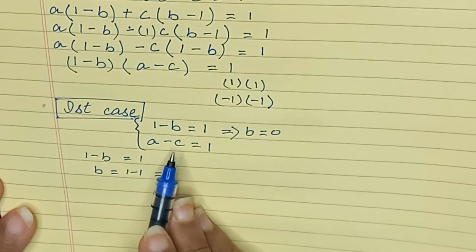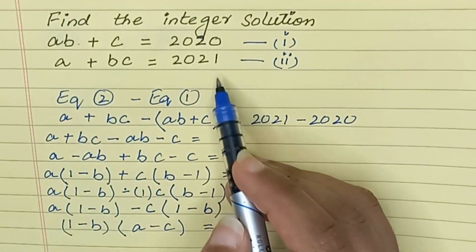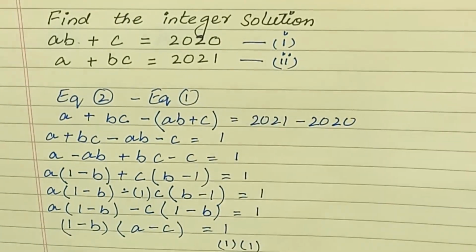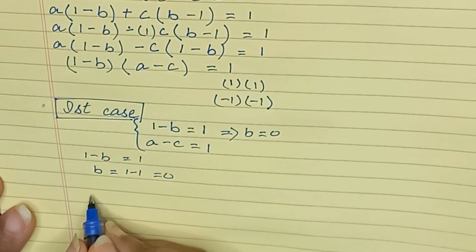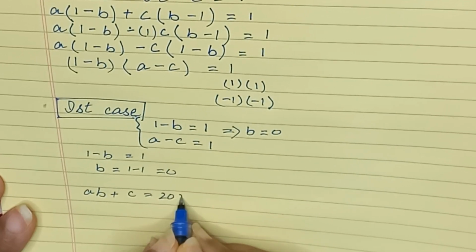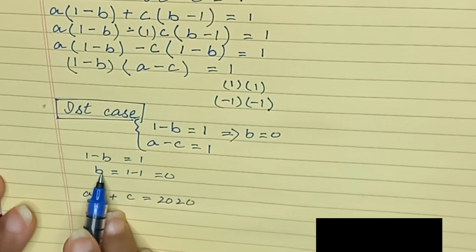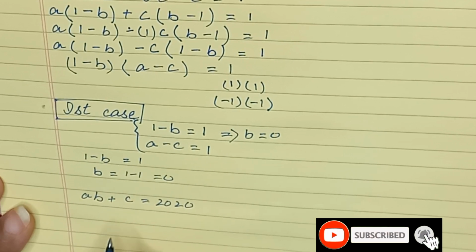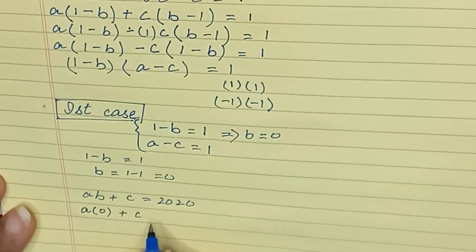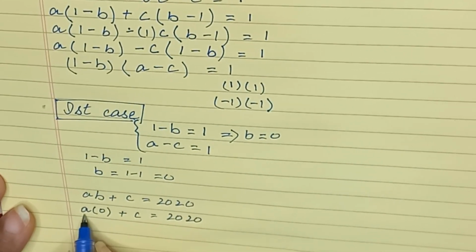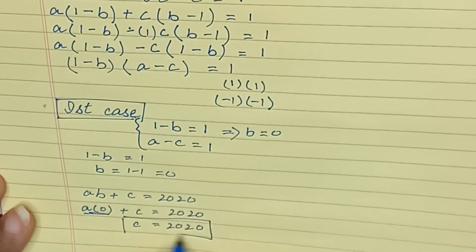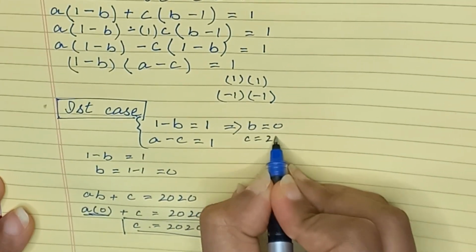Now we have to find the values of a and c, and also we have these two equations, so we will use them to find the values of a and c. So the first equation is ab plus c is equal to 2020. Now we will substitute the value of b here. So it will become a into 0 plus c, which is equal to 2020. So it will become 0, so from here c is equal to 2020. It means the value of c is 2020.